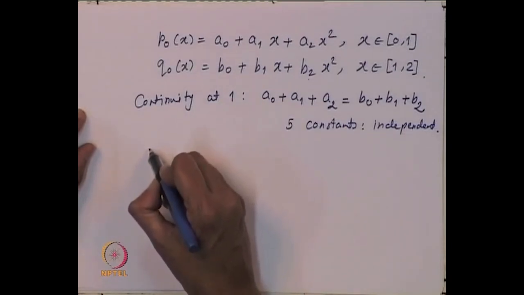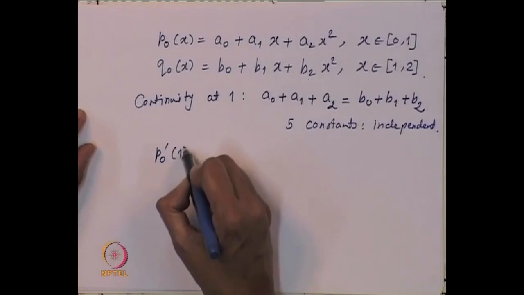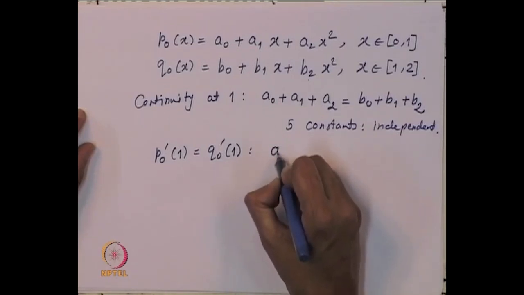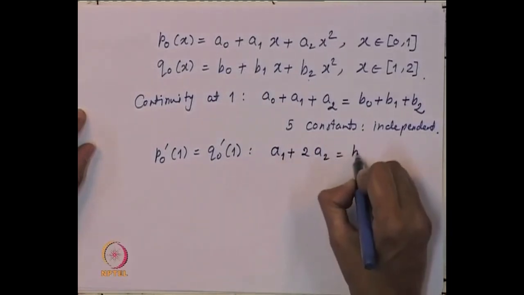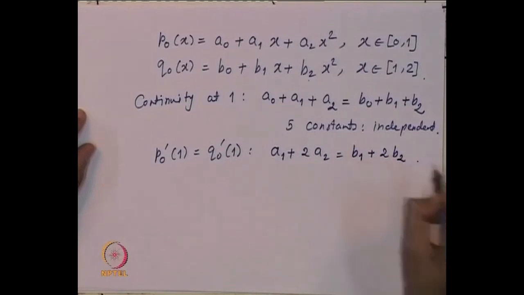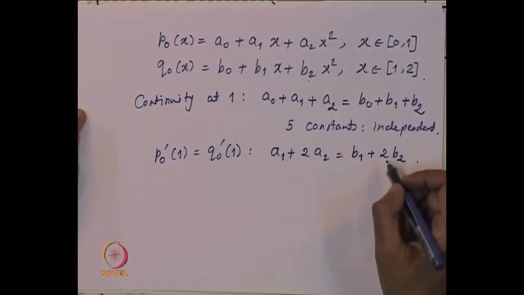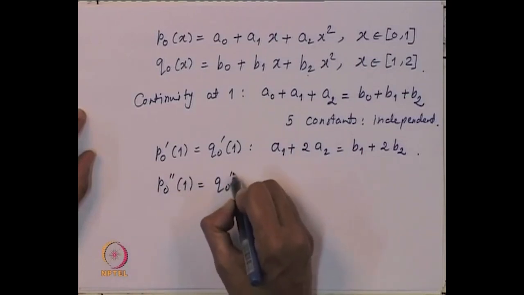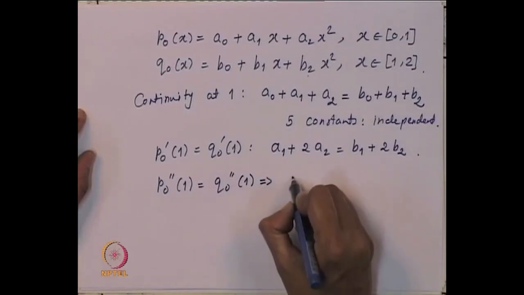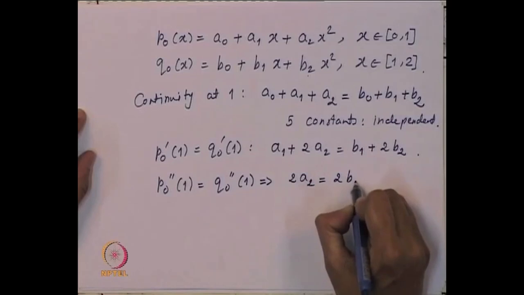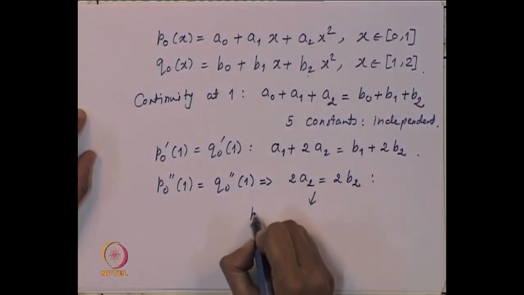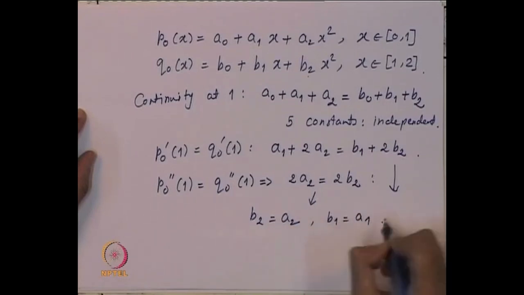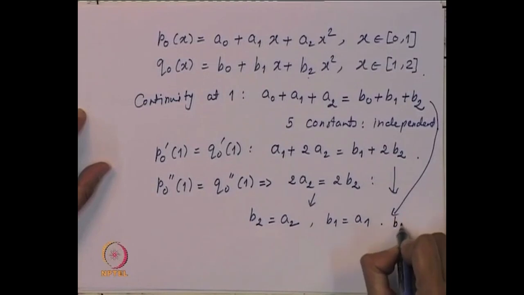Then, suppose we want p 0 dash at 1 equal to q 0 dash at 1. Then, we have a 1 plus 2 a 2 should be equal to b 1 plus 2 b 2. So, one more degree of liberty is lost. If we say that p 0 double dash at 1 is equal to q 0 double dash at 1, then this will imply that 2 a 2 should be equal to 2 b 2. So, thus from here we have b 2 equal to a 2. From here we get b 1 equal to a 1, and from here we get b 0 equal to a 0.